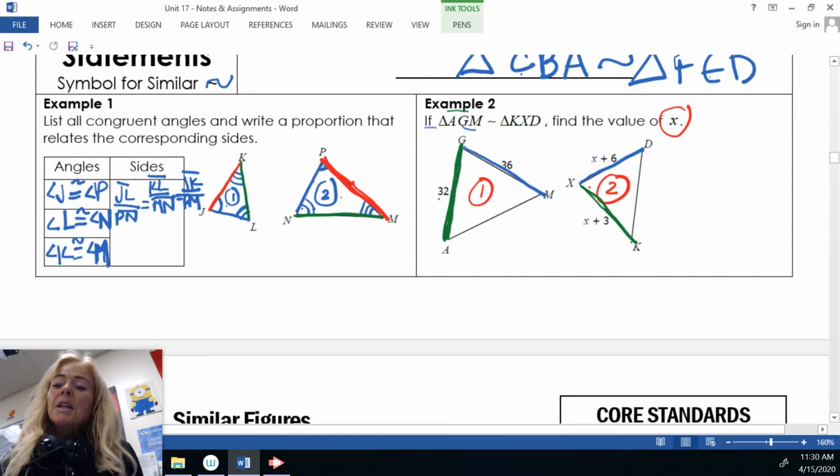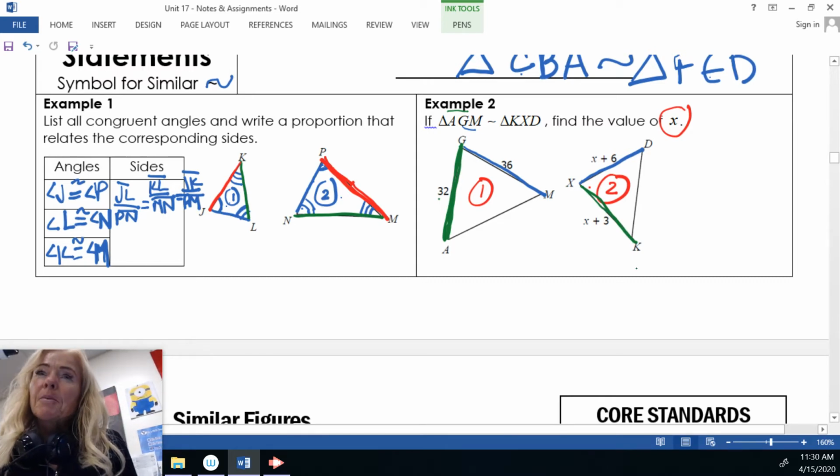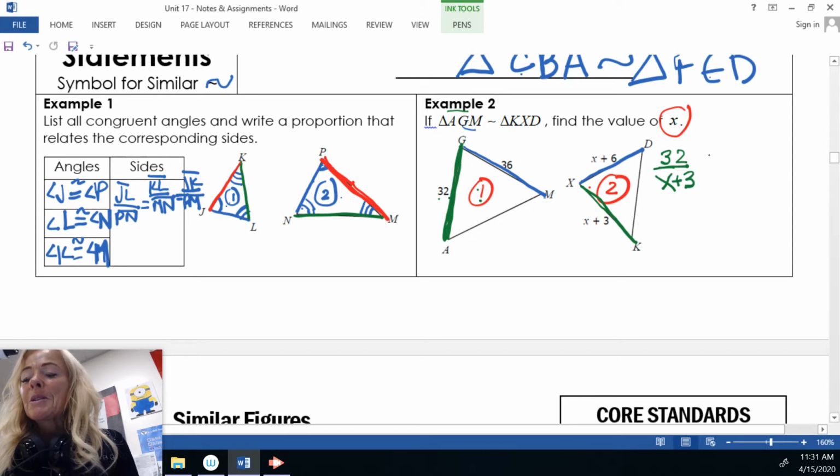We're going to set up the same proportion and solve for x just like we did there. So if I start with this first triangle, and make sure you label 1 and 2 so that you know which one to start with, 32 corresponds to x plus 3. So 32 over x plus 3 will be equal to 36 over x plus 6. Okay? So 32 over x plus 3 is equal to 36 over x plus 6.